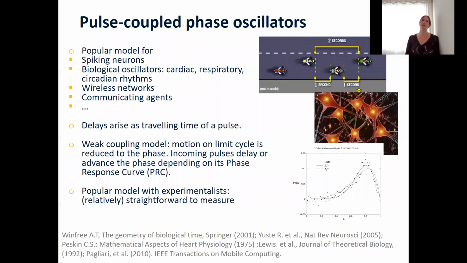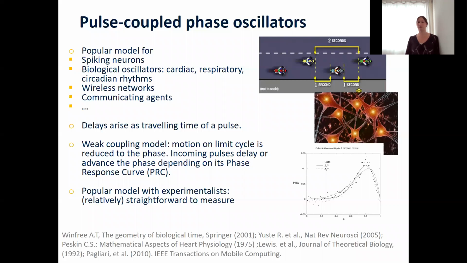So we work with pulse-coupled phase oscillators. That is a simple and popular model mainly for biological oscillators, mainly spiking neurons, but also to model circadian, cardiac, or respiratory rhythms. And it's also used to model communicating agents that send pulses to each other or wireless networks. Typically, those networks are delayed. Why? Because it takes time to travel from one oscillator to another.